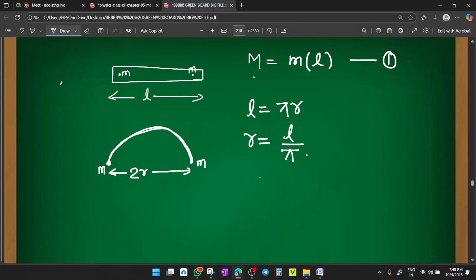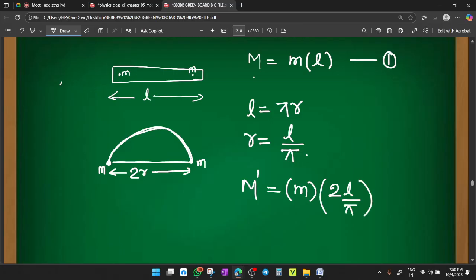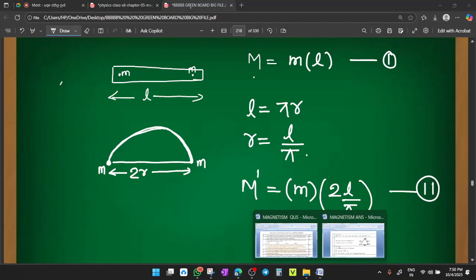Clear? Now the new magnetic moment M dash equals pole strength. Pole strength is m. And what is the diameter of the path? This equals 2r. So you can write 2 into r, where r means L upon pi. So this becomes equation number 2. Now read the question very carefully. What is the ratio?